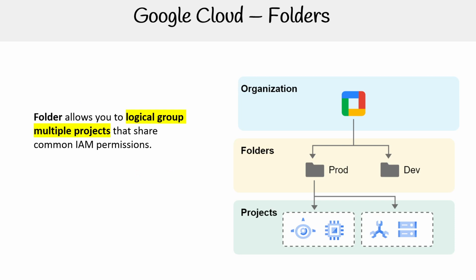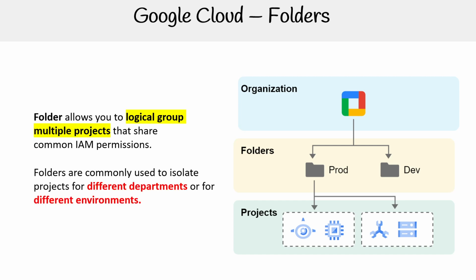Folders allow you to logically group multiple projects that share common IAM permissions. So that is obviously a huge benefit. Folders are commonly used to isolate projects from different departments or for different environments. Though I do feel like you could utilize tags, or labels, to get more flexibility within a project for permissions. But there you go.